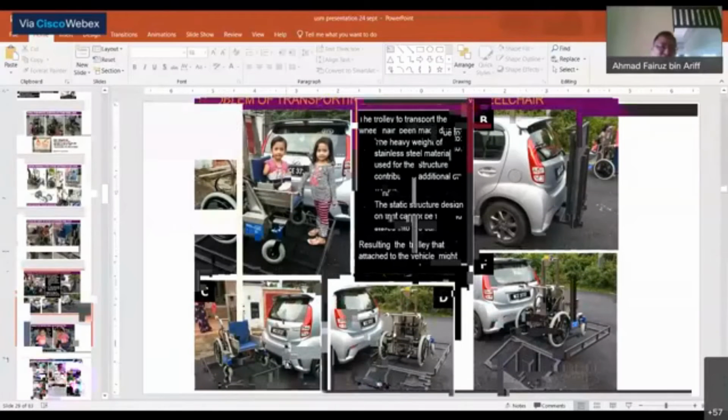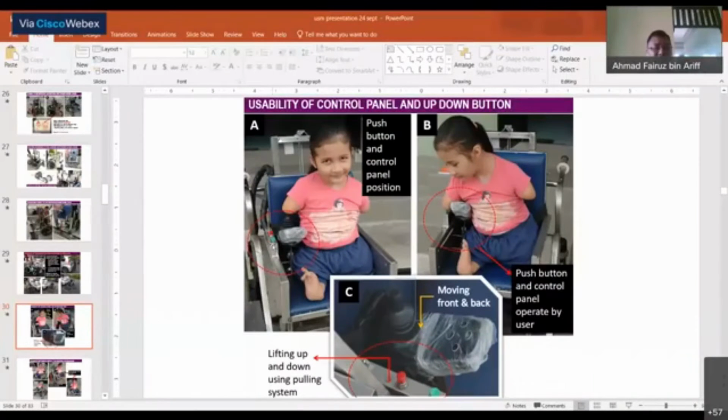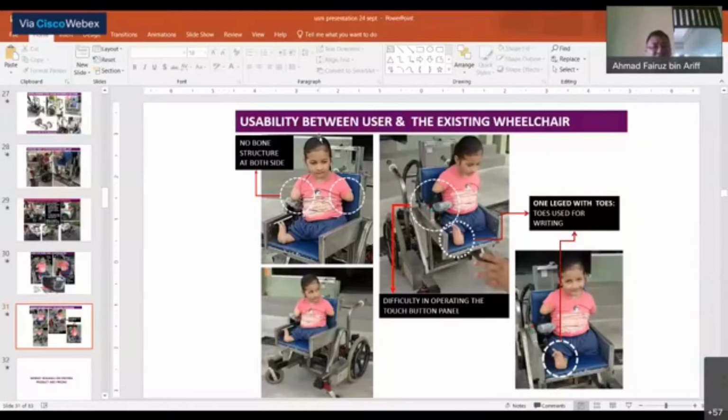Okay, then we are moving to the detail of usability of the control panel, up and down. Mainly for the user, how they operate, the position. Most of the parts are very sharp, so it might hurt the user. In terms of form, it is very sharp with no curved edges, so it creates an unfriendly image to the user. You can see the usability between the user and the existing wheelchair.